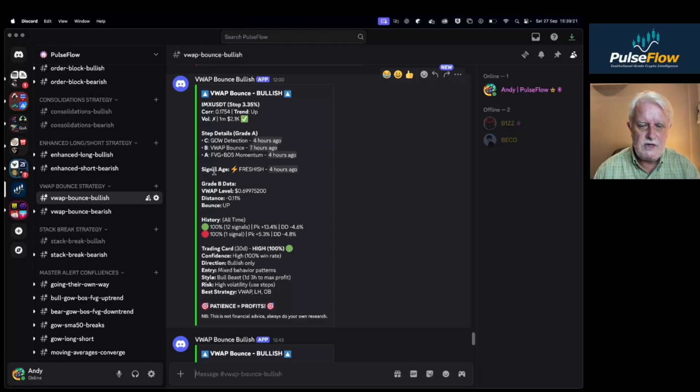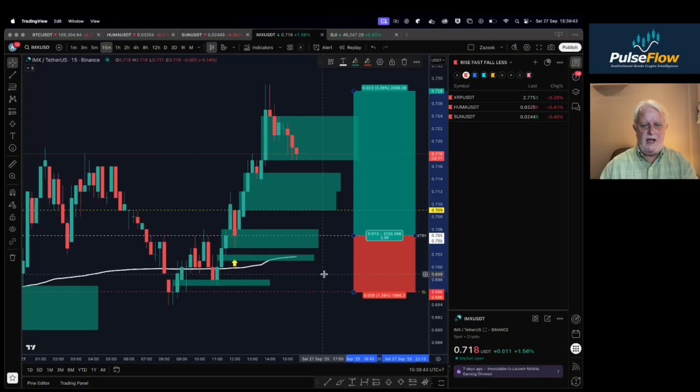And we're concentrating on grade A, which is an FVG plus BOS, which, as you all know because you've watched those previous videos, is a fair value gap together at the same time with a break of structure. Let's go look at the charts and it'll all make sense. Here we are on the IMX chart.